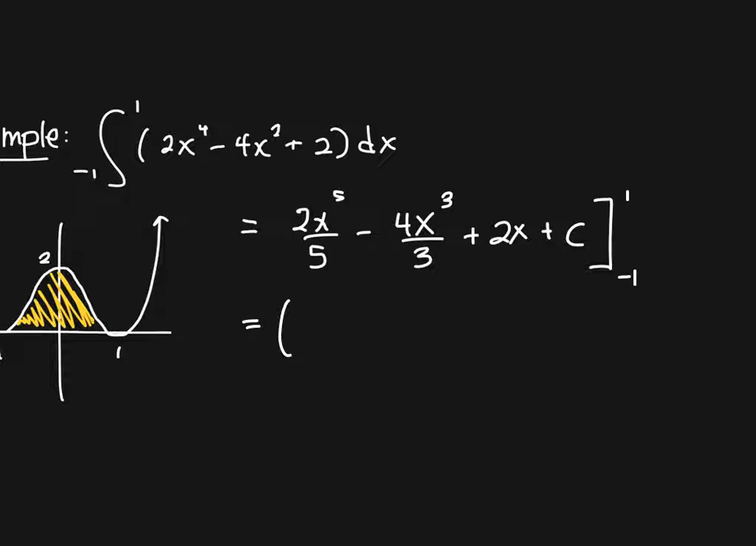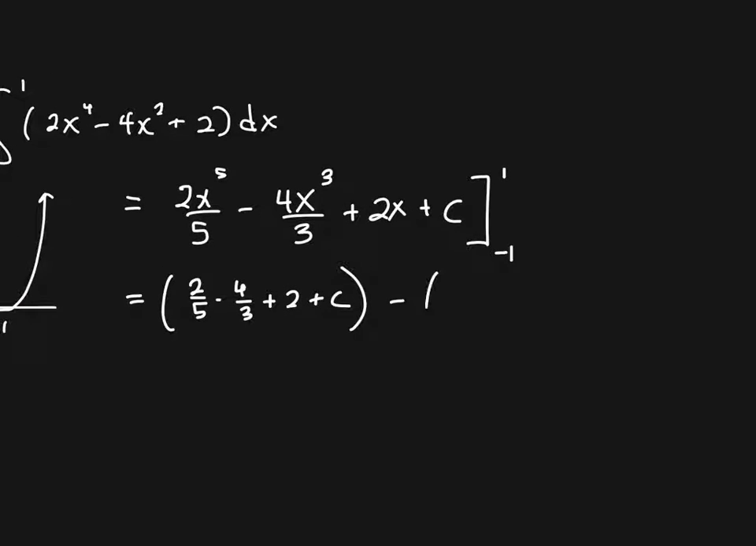So we will have, when we plug in the number 1, 2/5 minus 4/3 plus 2 plus c, minus, and then when we plug in -1, we'll have -2/5 plus 4/3 minus 2 plus c, and then we distribute our negative, and then we clean up the math. So the calculus is one line, and the rest is purely mathematics and arithmetic.